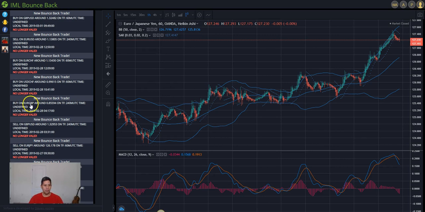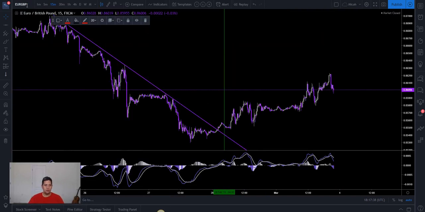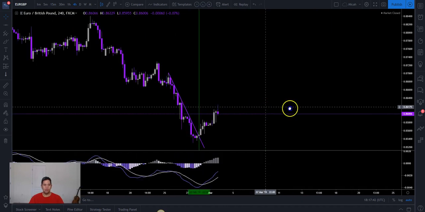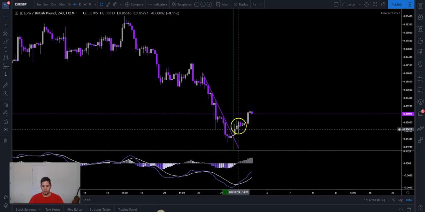Now Euro GBP on the 28th at 4:17 a.m., again on the 4-hour time frame, and we're looking for a buy. It was called at 4:17 a.m.